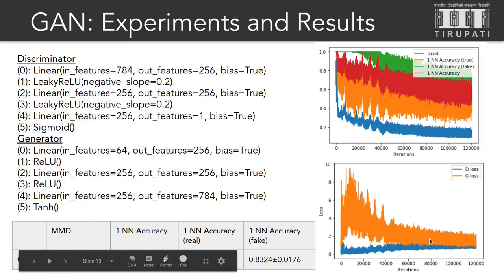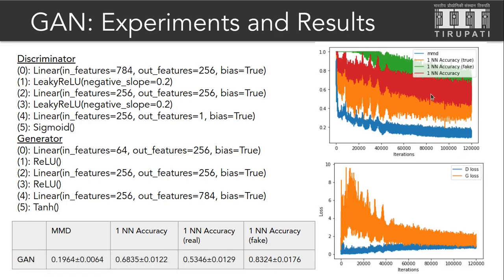Here we can see that the orange curve represents the generator loss, and the blue one is the discriminator loss. The generator loss decreases over time, while the discriminator loss kind of increases over time. That shows that the generator is learning to generate fake images, while the discriminator is kind of getting worse, but yeah, it's good.